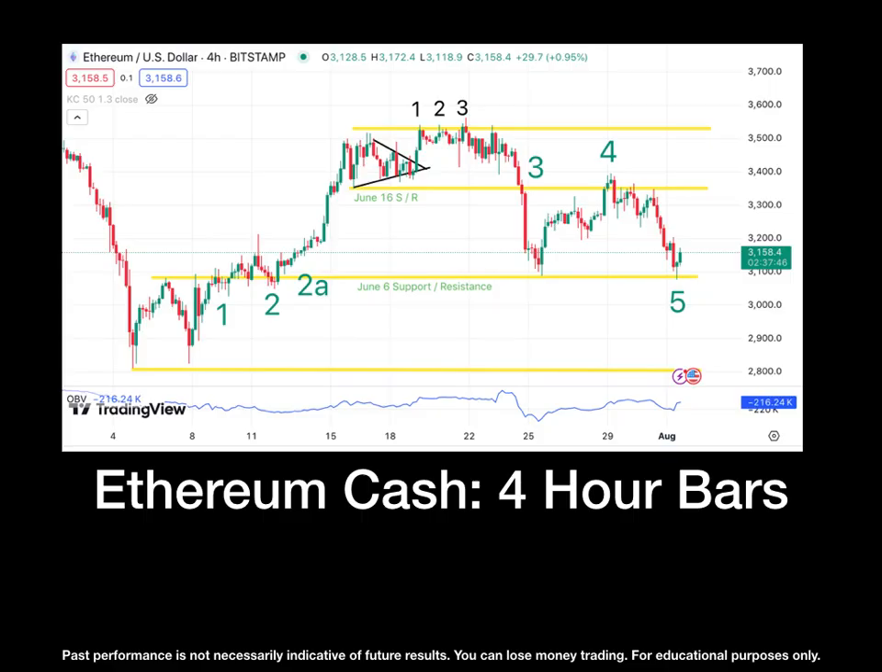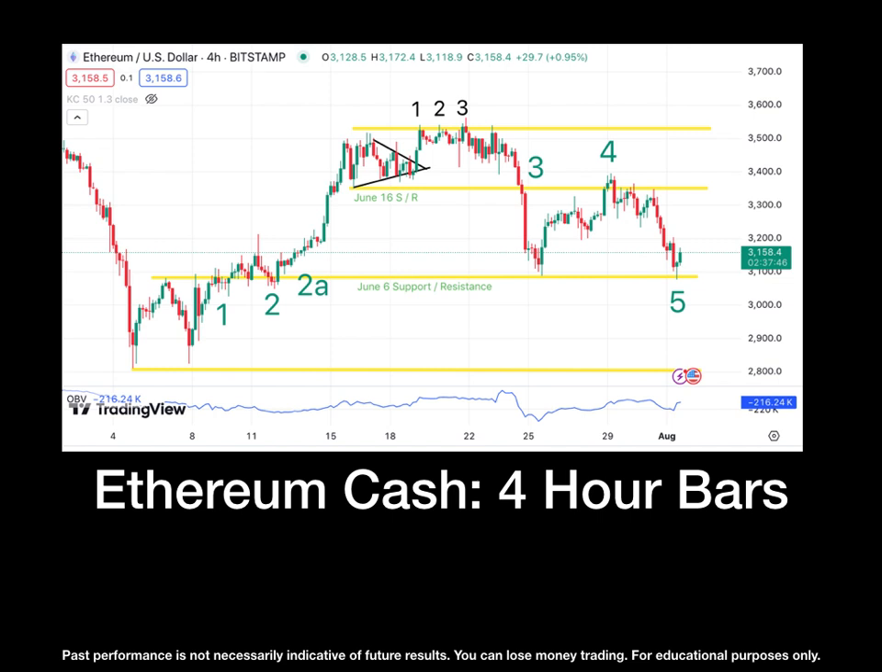Here is the Ethereum cash market via TradingView. It's 4-hour bars. We're going to check out the recent history. This is early July to early August. We haven't updated this chart yet. That will be at the end.